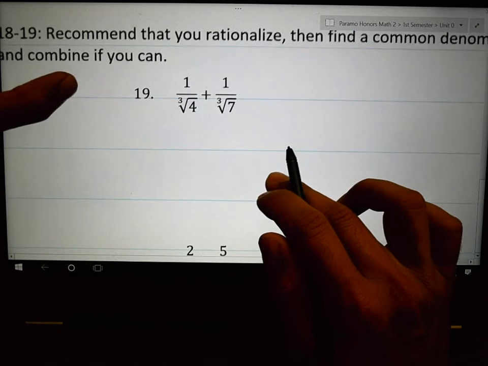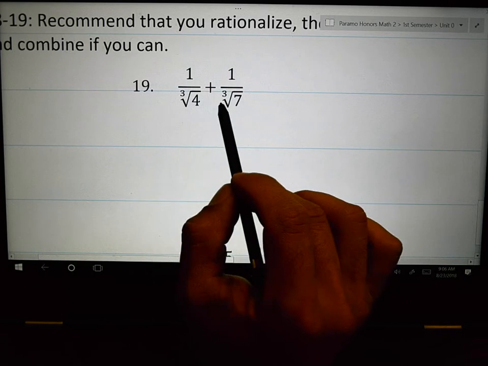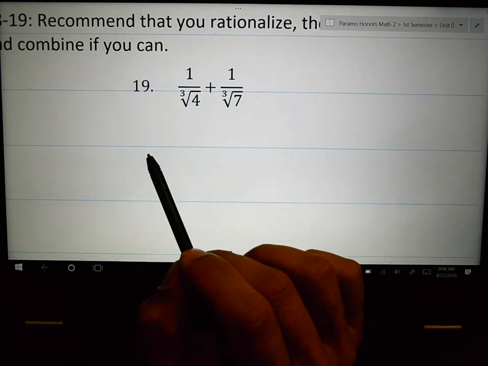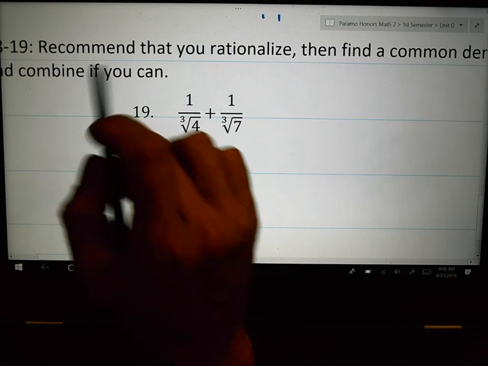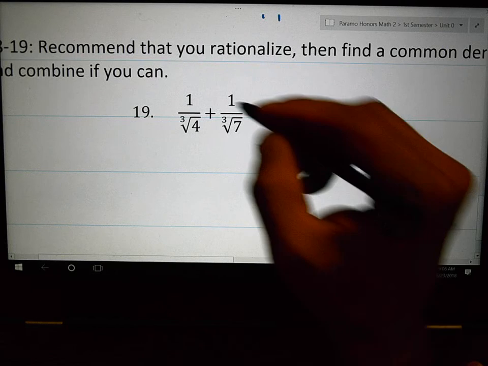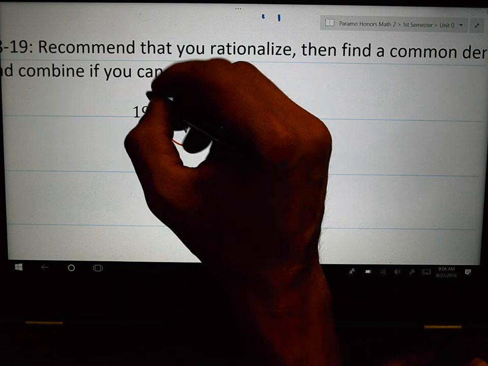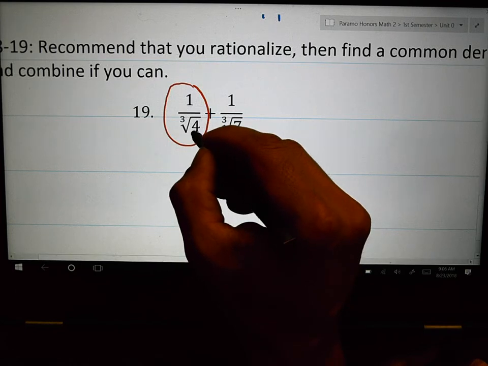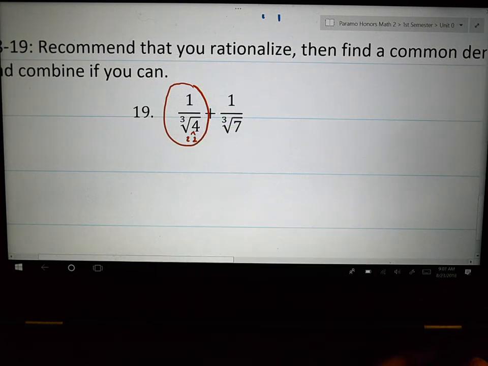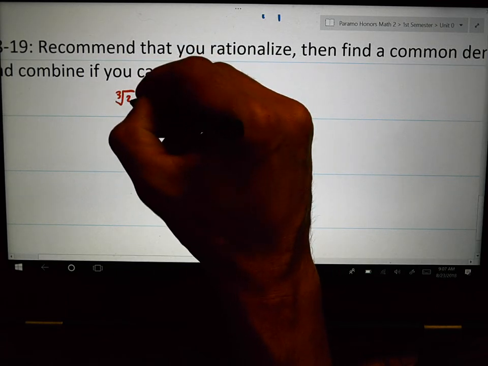Number 19. I cannot add these together because they are 2 fractions and they do not have a common denominator. So I'm recommending on number 19 you rationalize first. So let me rationalize these 2 things. I am going to rationalize this side by multiplying. Ooh, wait a second. Before I multiply, I know that 4 is the same thing as 2 times 2. If I break it apart, then I don't have to multiply by as many of them. So I'm going to multiply by the third root of 2 over the third root of 2.